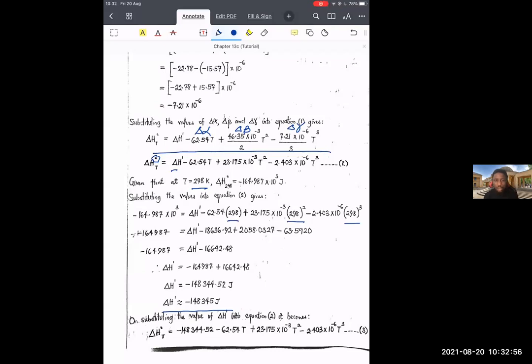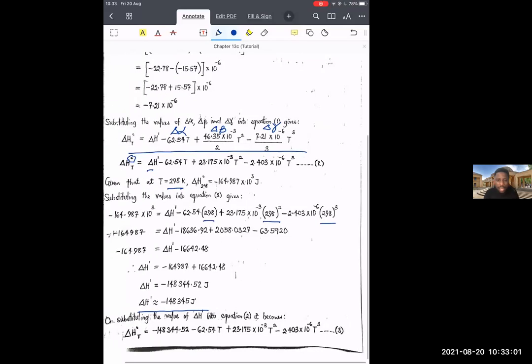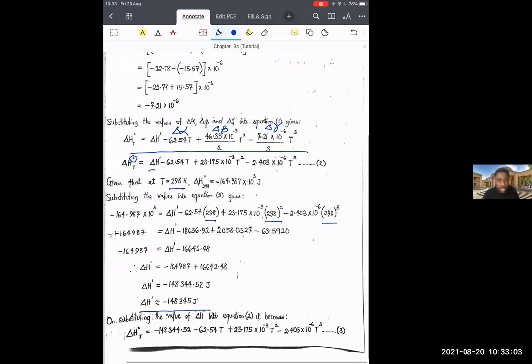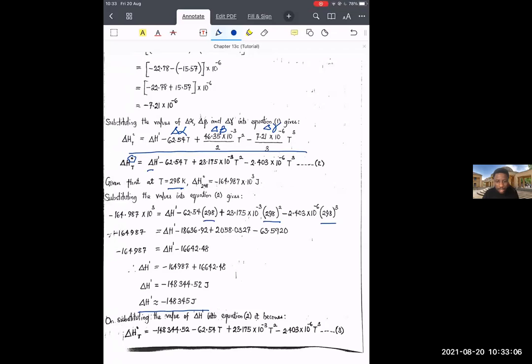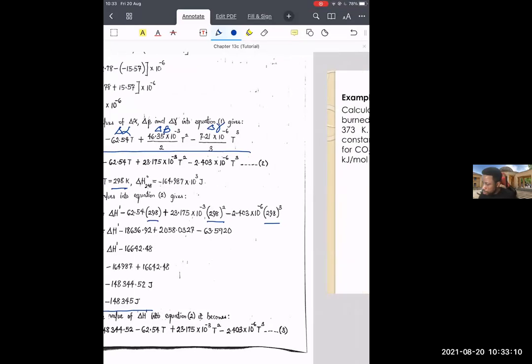So let's move on. So that's how we got that. So we'll move on, and then that is our change in. Okay, so on substituting that, we have that. So let's move on.